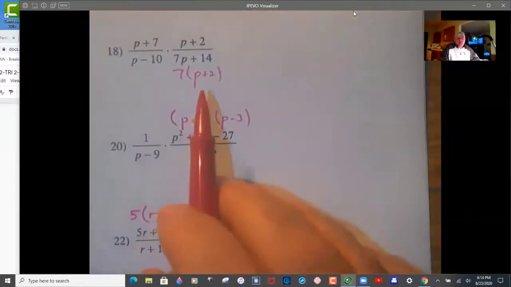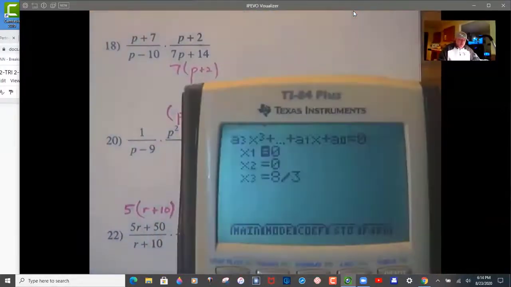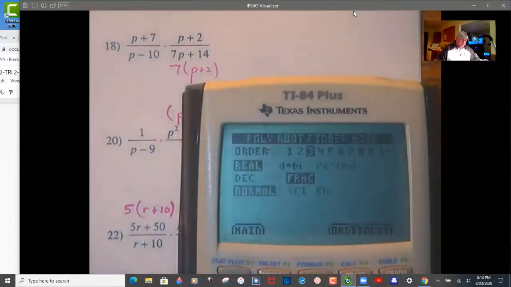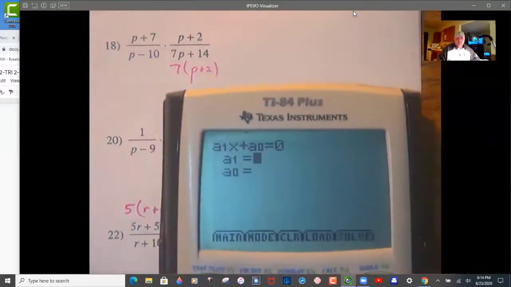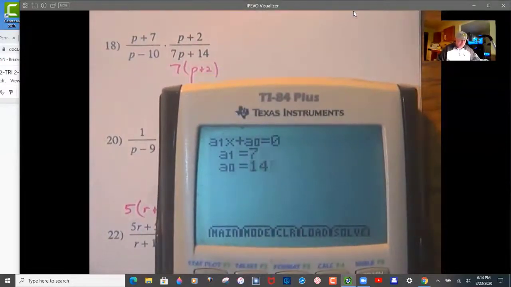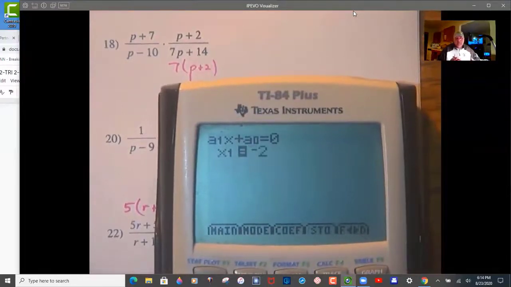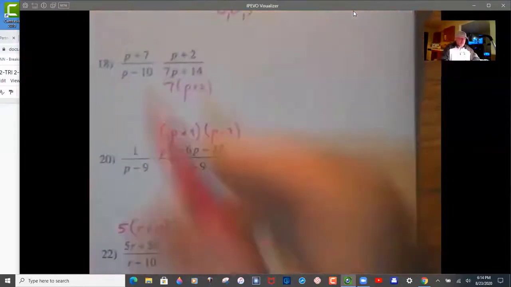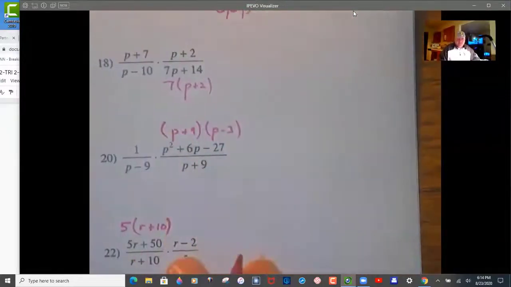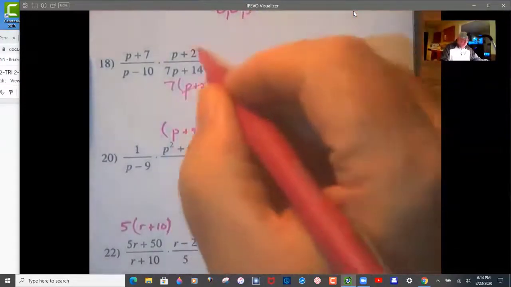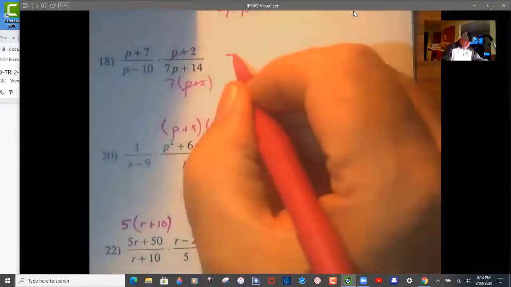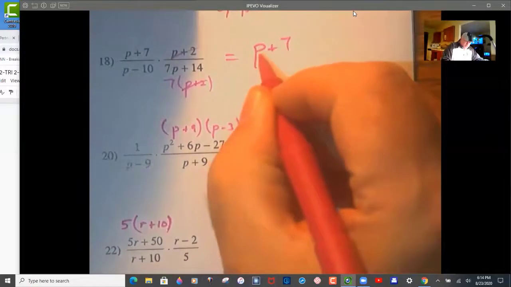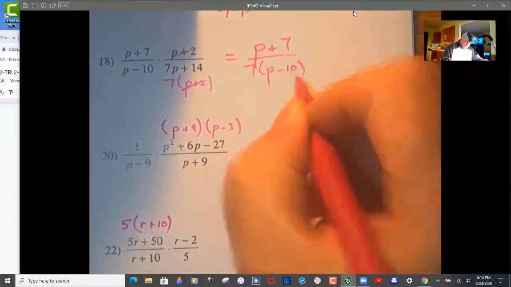18, the factoring 7 times p plus 2. Now watch this. This is crazy, but you can do this. If you went order 1, this will do the common factoring. It's weird. So -2. So you have a p plus 2, meaning that the common factor is 7. So the Polysimul 2 will absolutely, positively help you to factor correctly as long as you apply the rule correctly. So p plus 7 over 7 times p minus 10.